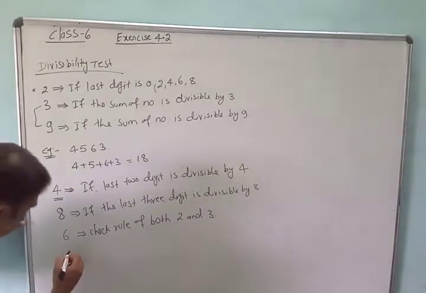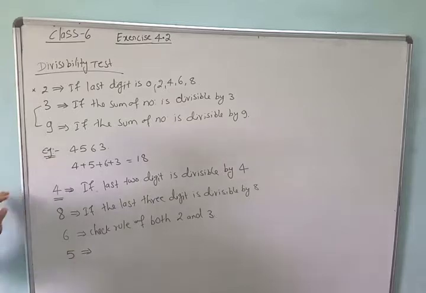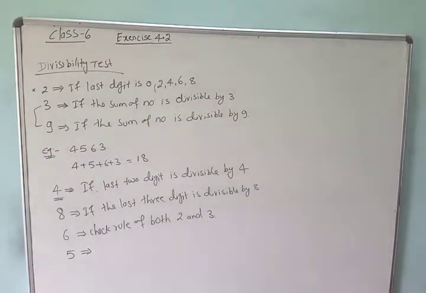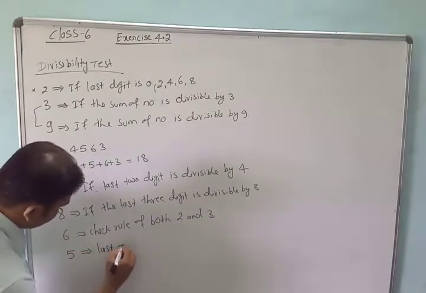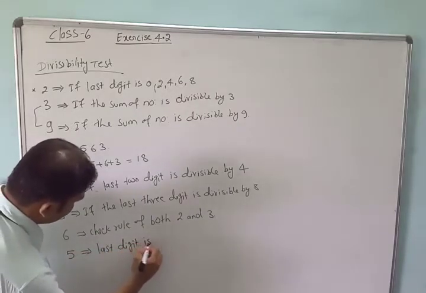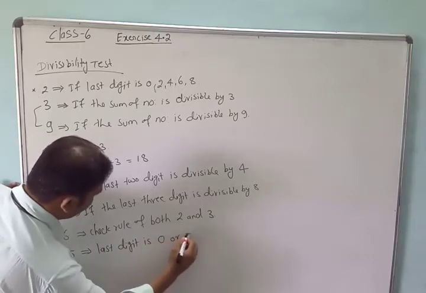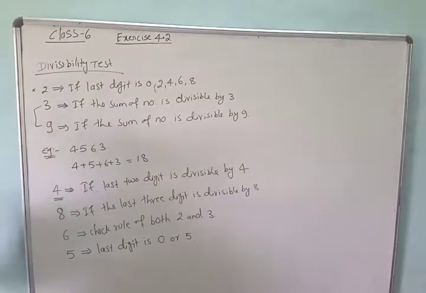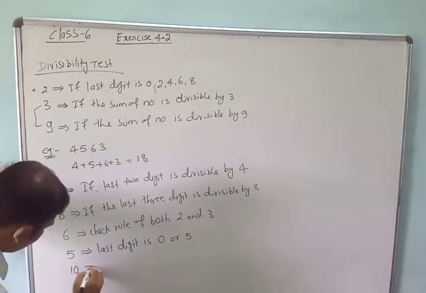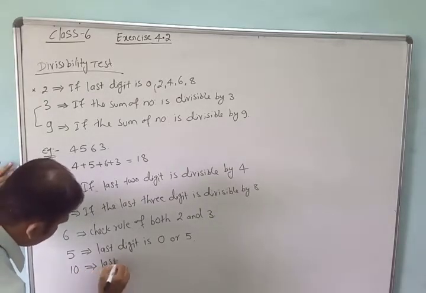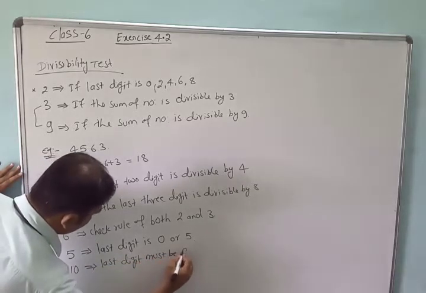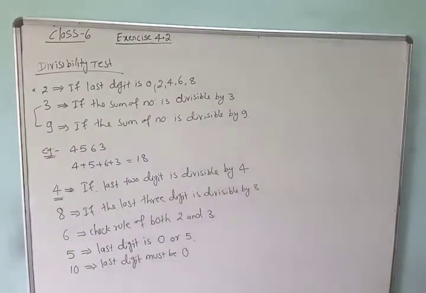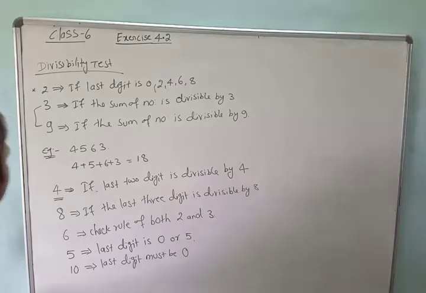Now, come to 5. If the last digit is 0 or 5, then only we can say that the number is divisible by 5. After that, for 10, the last digit must be 0. If the last digit is 0, then only we can say that the number is divisible by 10, otherwise not.